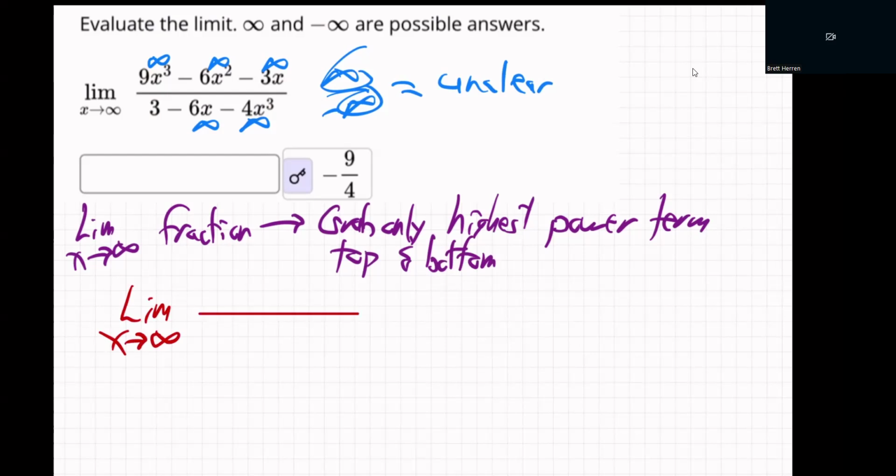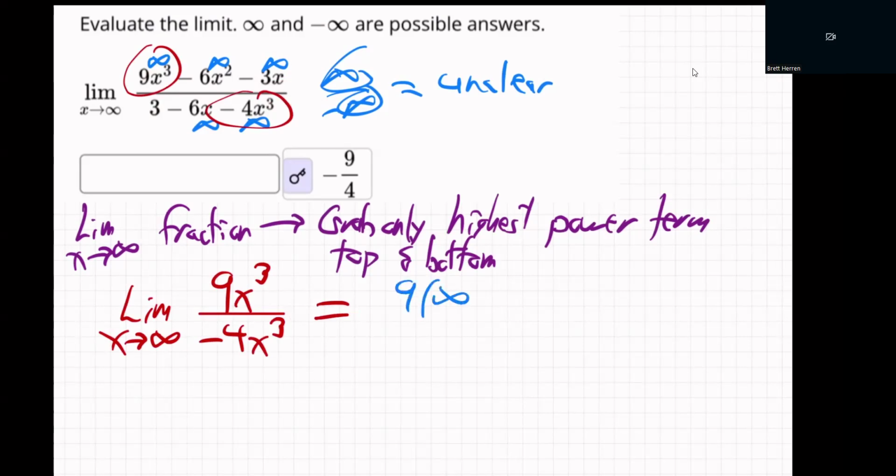Of what's the most powerful term on the top? 9x cubed. He's the highest power. Most powerful on the bottom? Don't forget that negative with him: minus 4x cubed. Everybody else is smaller. Okay, now plug in the infinity again. You get 9... well, no, no, no.